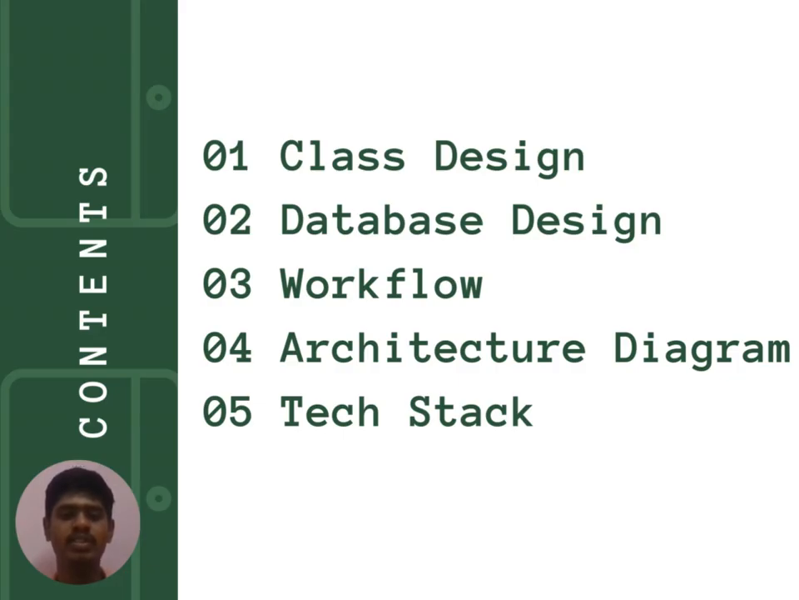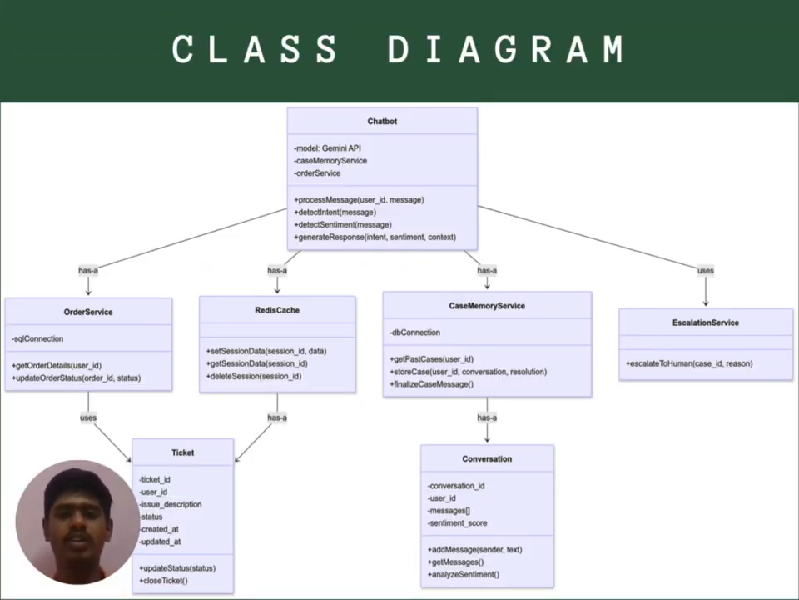So, the topics we will cover: class design, database design, workflow, architecture diagram, and tech stack. Let's start with the class design, which is basically the blueprint for our chatbot system. We followed an object-oriented approach. Think of each class as a building block with a specific responsibility. User class. This stores details about the customer, their name, contact information, and most importantly, their interaction history. This history enables our case memory feature.